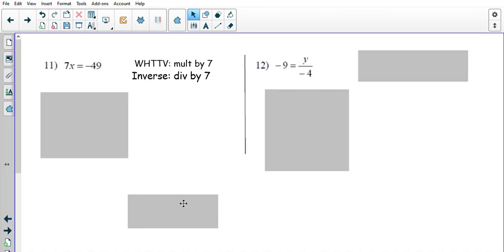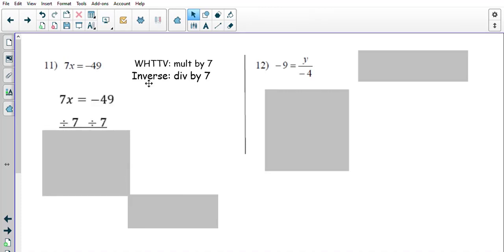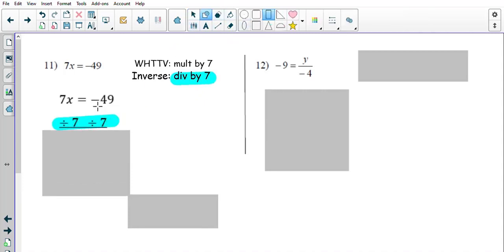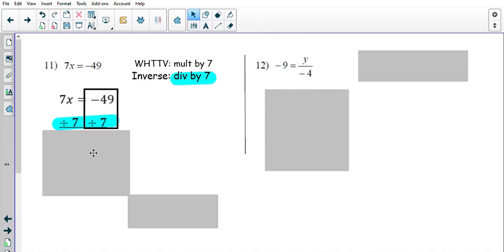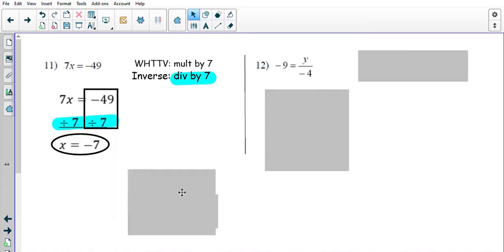So let's show our inverse once on each side. That's going to be to divide by 7. Show that on the left and the right. So what do we plug into our calculators? Negative 49 divided by 7. So our solution will be x equals negative 7.